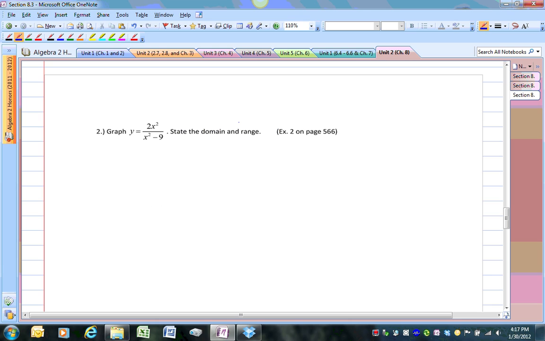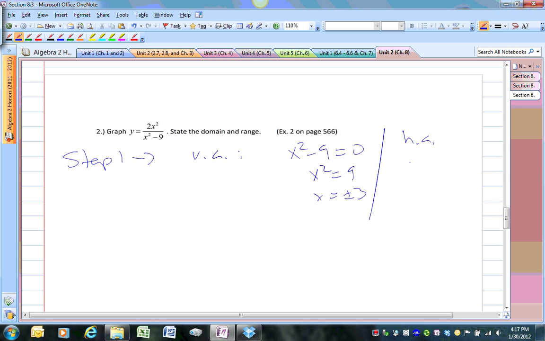Okay, example 2. Step 1, find your asymptotes. So for the VA, again, set the denominator equal to 0. We talked about this today in class. So you get 2 vertical asymptotes. For the HA, if we think about it, m equals n, so y is equal to 2 over 1, or just 2. Because here m is 2, n is 2, and a equals 2 and b equals 1. So it's going to be the ratio of the leading coefficients.